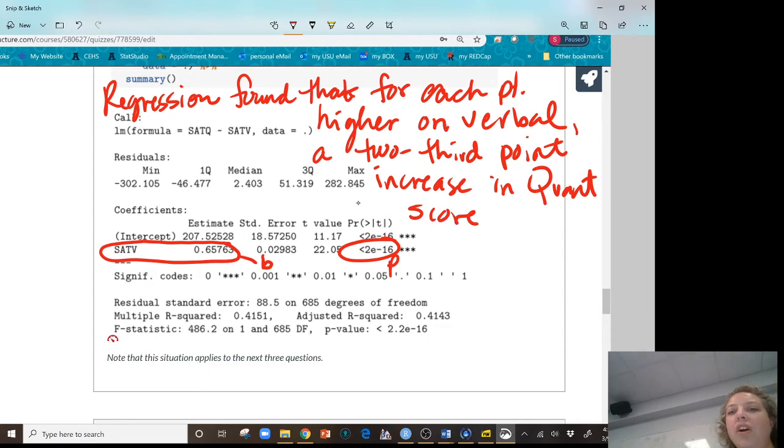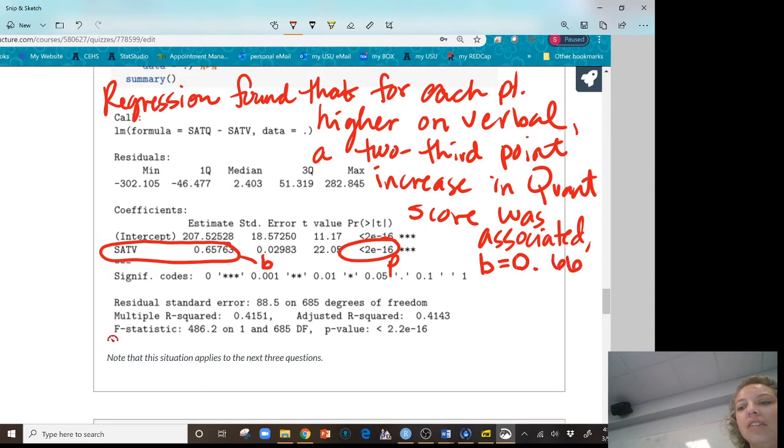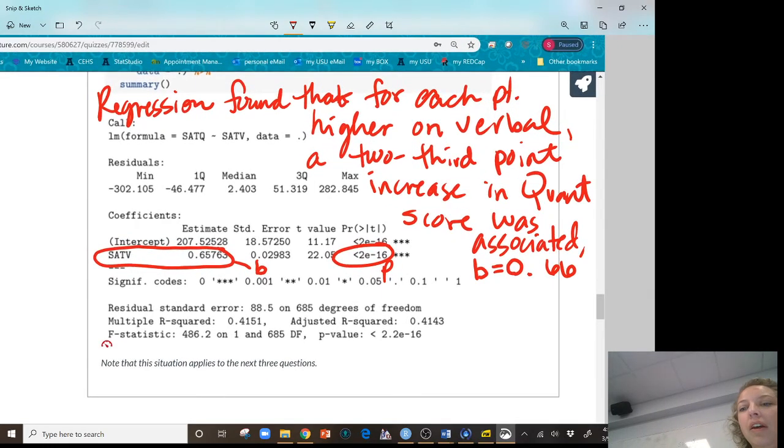Regression analysis found that for each point higher on verbal, a 2/3 point increase in quant score was associated. That's really poor English, right? But something to that effect. And then you would say B equals 0.66, because that's our slope, and its p-value. Usually we don't write the t-value with it, and we just say p less than 0.001.